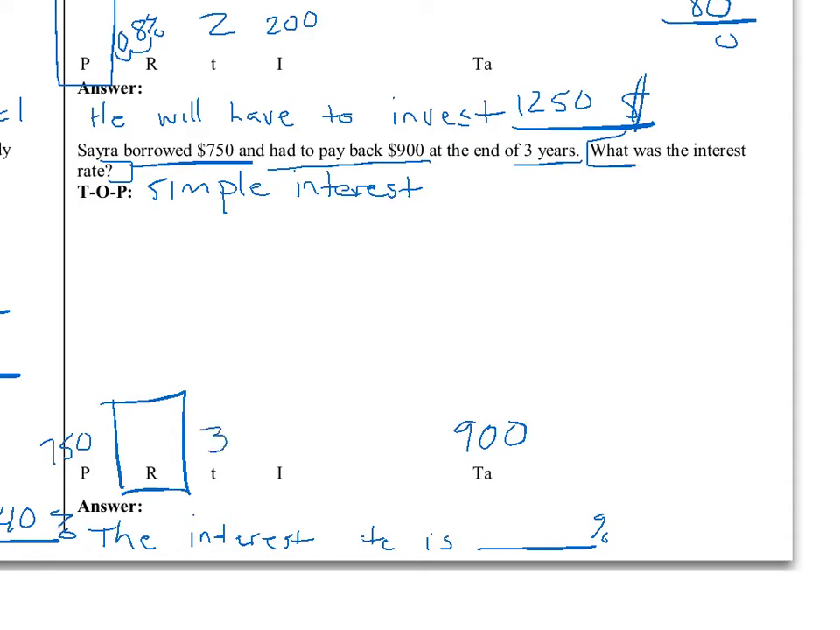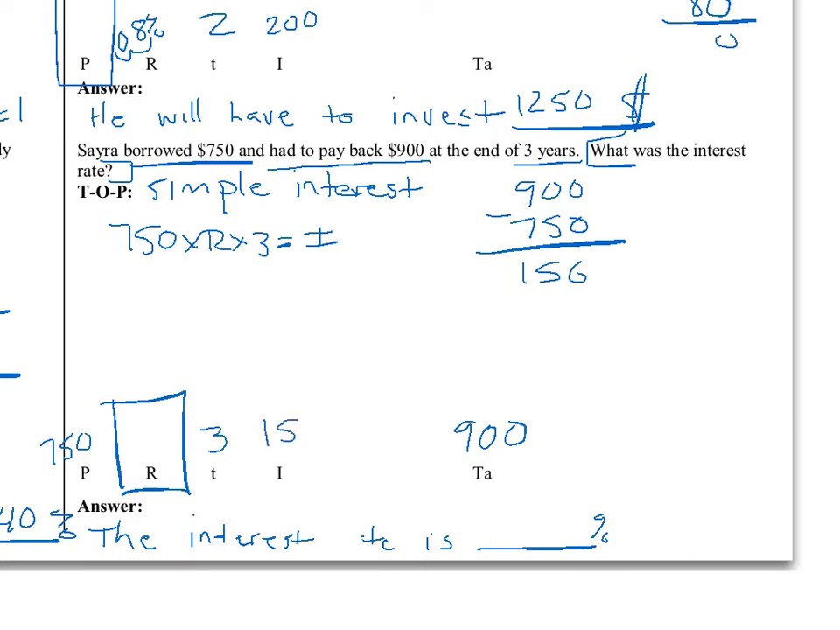Now, as I go through and start to set up my equation, I have a small problem here. 700 times R times 3 is equal to interest. But at this point, we don't know what the interest is. Is there a way we can figure out how much interest she paid? Mr. LaRue? Yeah, subtract the total amount from the principal, because that's going to tell us the difference, and the difference is how much extra she had to pay. So that tells us that she had to pay $150 of interest on top of her principal.